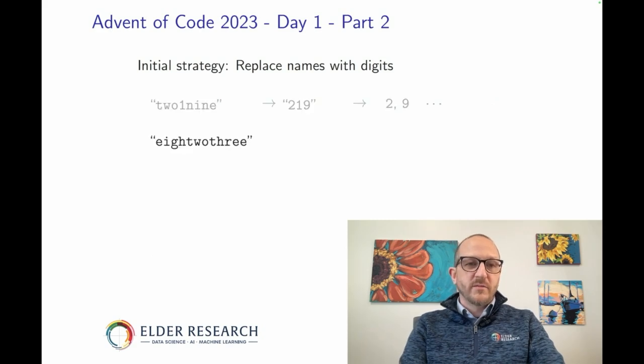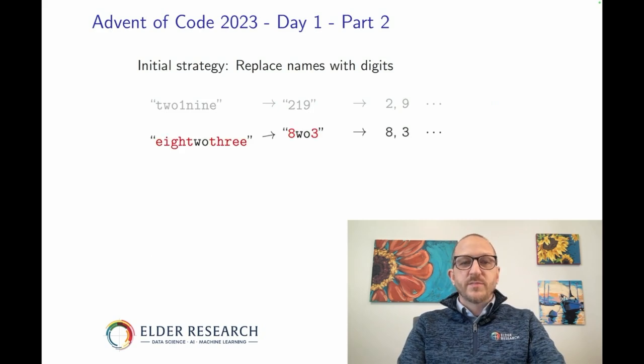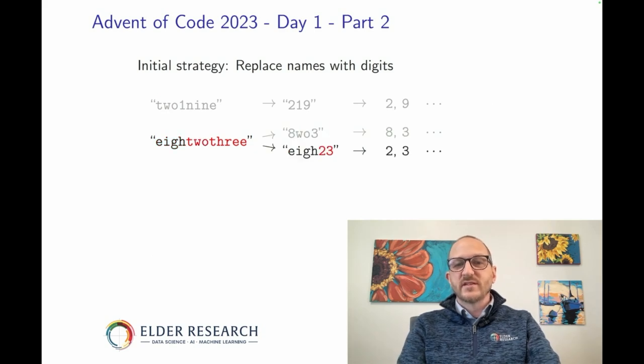However, I ran into a problem with strings like this. If I replace the 8 first, I get this string, and if I replace the 2 first, I get this string, which are different, and that's a problem. The issue is the T that is shared by both the 8 and the 2, and it really depends on the order of how those are replaced, and that's not a good thing.